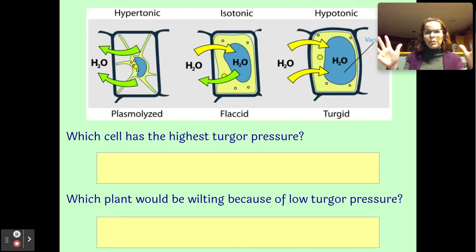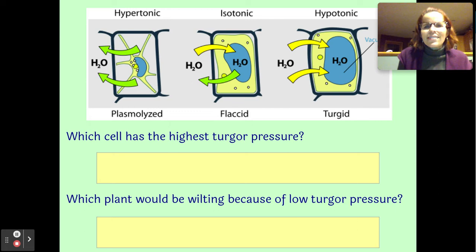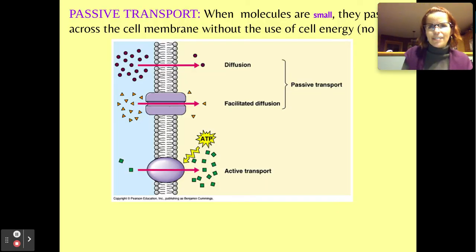All right, just a couple quick quiz questions. Which cell has the highest turgor pressure? Remember, turgor pressure means water pressure. And so the one with high turgor pressure is the one that says hypotonic, the one on the right. It also says the word turgid. And then which plant would be wilting because of low turgor pressure? And that would be the one on the far left, the hypertonic solution.